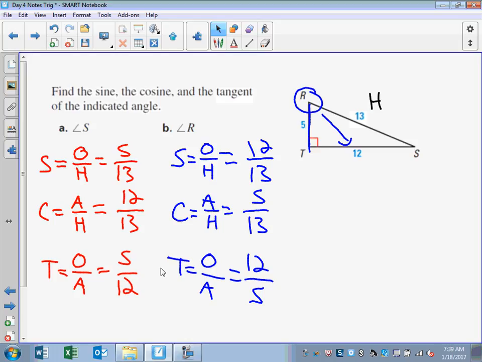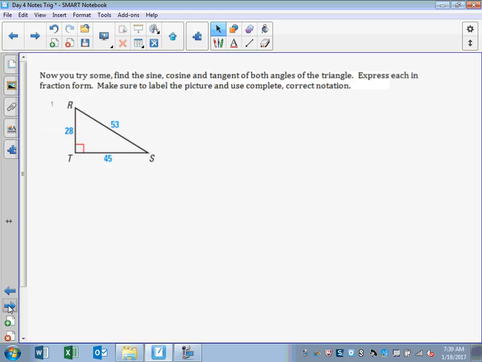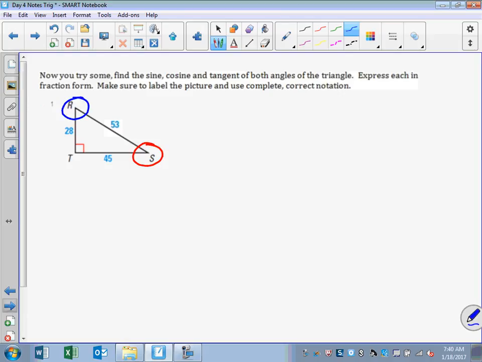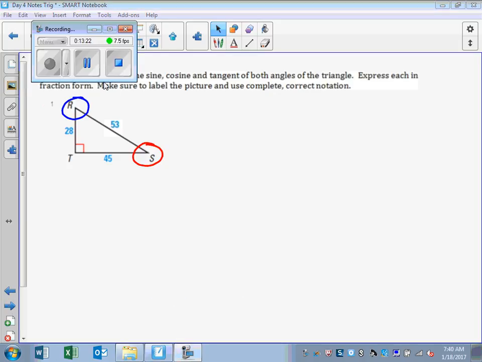Now you got 3 problems at the bottom of this page that you can practice on. You're going to want to find the sine, cosine, and tangent for two angles in each one. So for the first one, you're going to find sine, cosine, and tangent for angle S and for angle R. So I'll give you a couple minutes to figure that out. And I'm going to move on to the next slide.